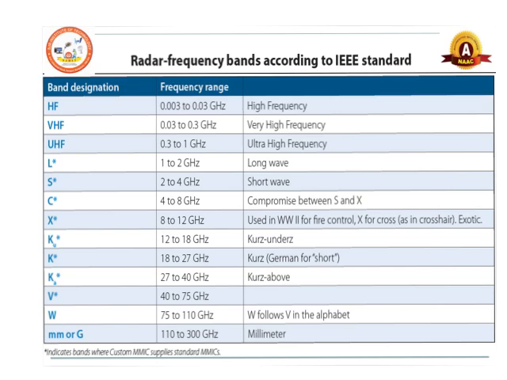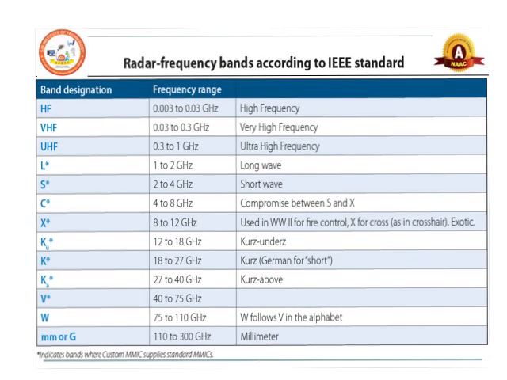Now we need to discuss one more tabular representation with respect to the IEEE standard. In the IEEE standard, the first column has the band designation, next the frequency range, and then the naming that is given. The first is high frequency. The frequency range is 0.003 to 0.03 gigahertz. It is the high frequency range. Next we have VHF, 0.03 to 0.3 gigahertz. It is the very high frequency range. Next is UHF, 0.3 to 1 gigahertz. It is the ultra high frequency range.